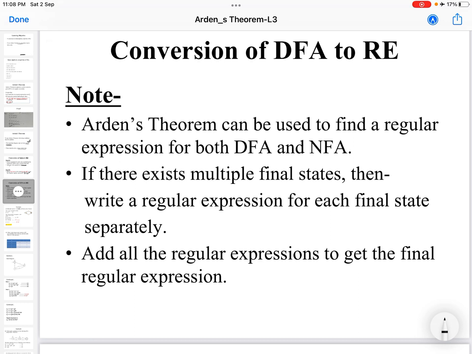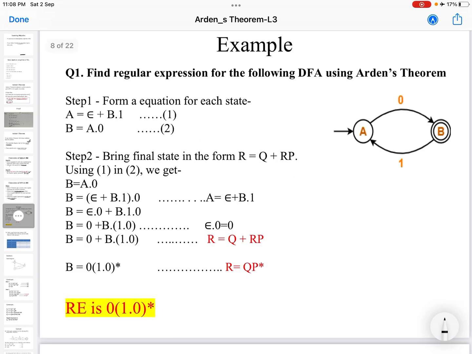Now, a note on conversion of DFA to RE. Arden's theorem can be used to find a regular expression for both DFA as well as NFA. If there exist multiple final states, then write a regular expression for each final state separately, but your initial state will be only one. Then add all the regular expressions to get the final regular expression.